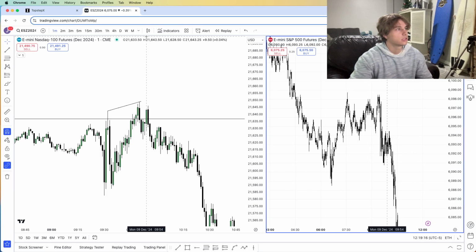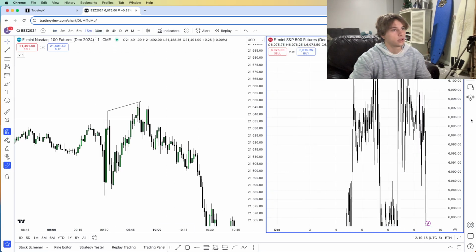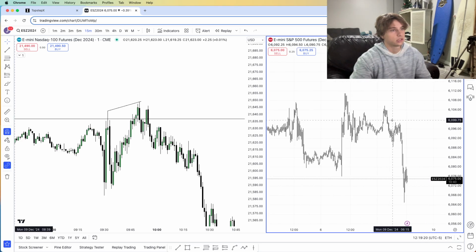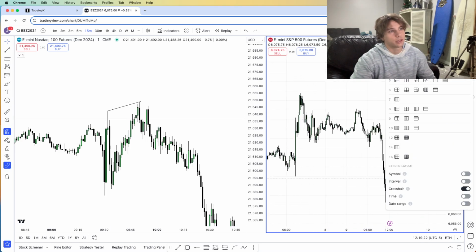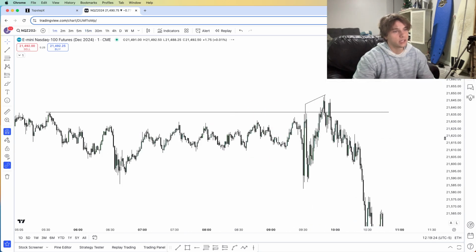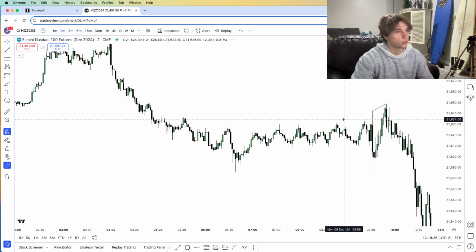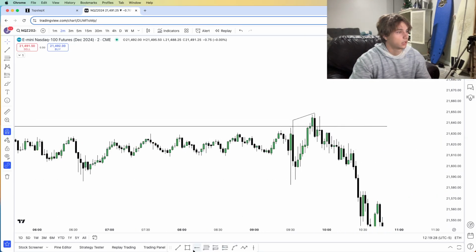So I'm going to get rid of the ES here. We don't need the ES up right now while we're going over this. But I did want to just pull that up to kind of show that. So after you get that bias, the entry short would have been this 2-minute inverse.